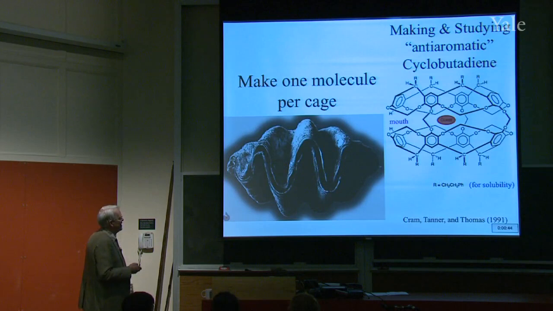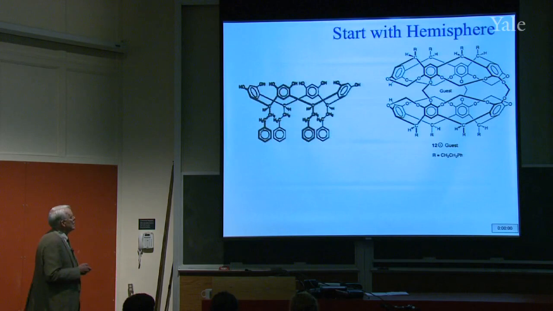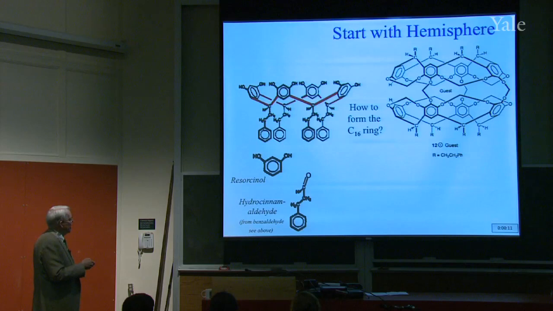So they made these R groups big things to make it soluble, and it was that. And you can make that by thinking backwards with an aldol reaction. Right. So first they make the bottom half of the thing, and how to form this big ring with 16 carbons in it, right? You take resorcinol and hydrocinnamaldehyde, right?